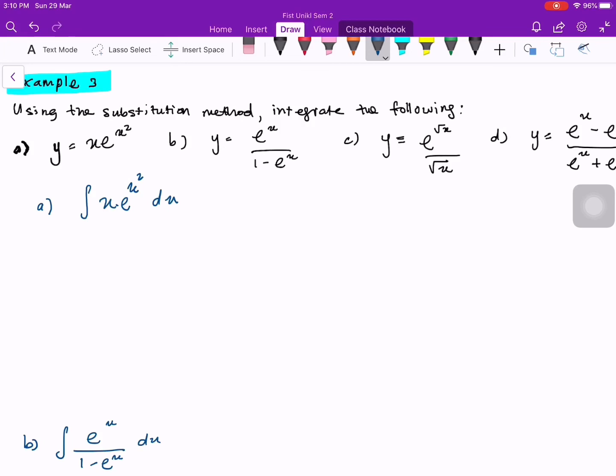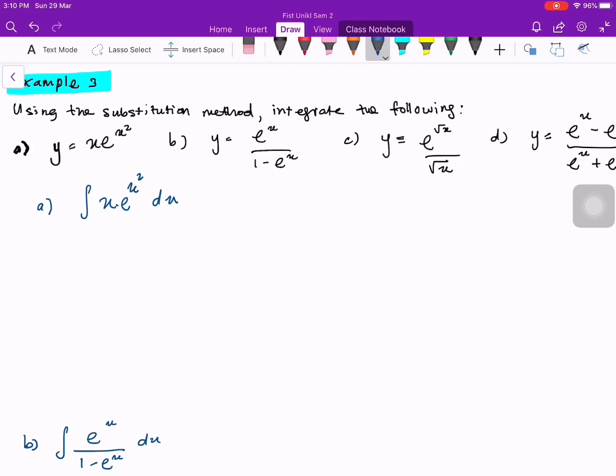Kali ini kita akan tunjukkan contoh berkenaan dengan function yang melibatkan exponent function base e untuk kita selesaikan dengan menggunakan kaedah substitution. InsyaAllah dalam video ni saya akan tunjukkan 4 contoh kesemuanya. Okay. So kita mulakan dengan contoh yang pertama.